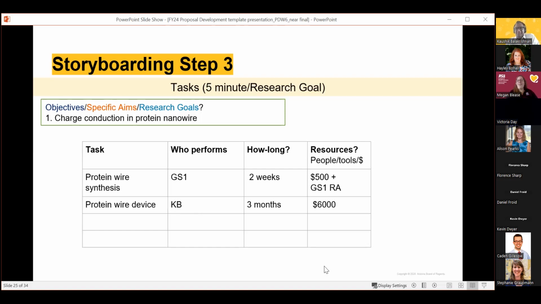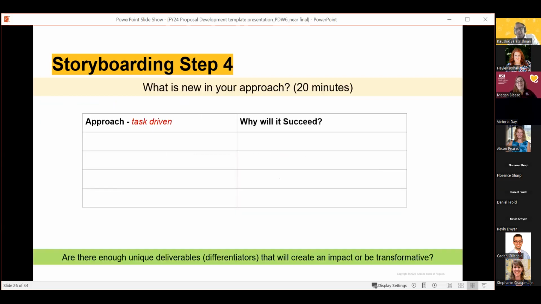Make sure you write down all the tasks, who's going to perform them, and the time and the resources that it takes, so you can plan ahead and spend more time actually in the research than having to go back and fix things. And then step 4, I find really important: what's new in your approach, because obviously you're submitting a proposal for a reason. There's something that's innovative about it, but you do need to make sure that it's clear that it's innovative and that it will matter to reviewers and whoever is involved in this.